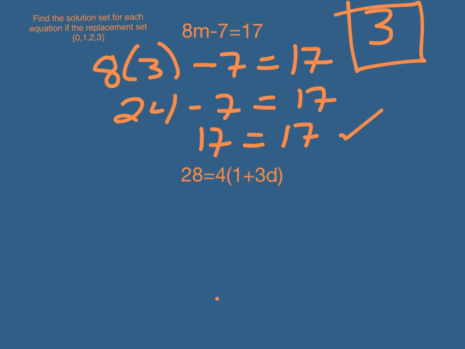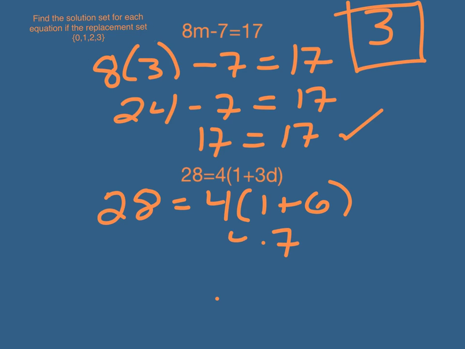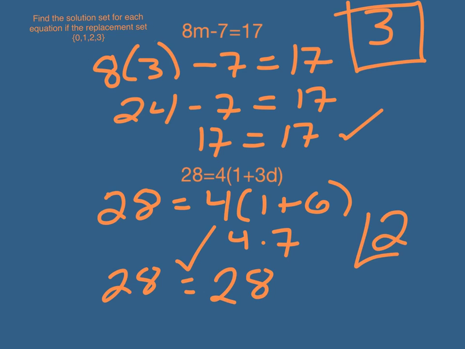Alright, now let's try to move on and put 2 in there. 28 equals 4 times 1 plus 3 times 2, which is going to give us 6. 6 plus 1 is 7. 7 times 4 is 28. Looks like we're on to something. 28 does equal 28. Yes, indeed. So in our second equation, we have 2 as our solution.